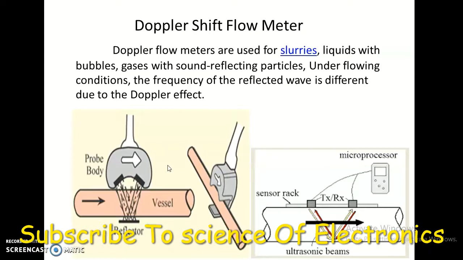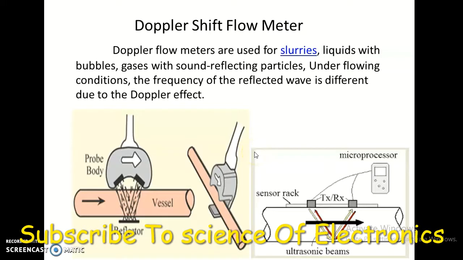Due to bubbles or solid particles or eddies and slurries, which are also referred to as scattering elements, there is a frequency shift between the transmitted frequency and the received frequency. If the shift in frequency is large, we can say the flow velocity is very large. That is, the corresponding frequency shift is directly proportional to flow velocity. This is the Doppler shift flow meter.